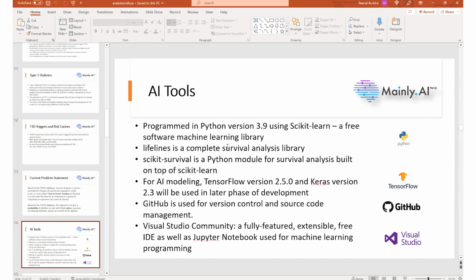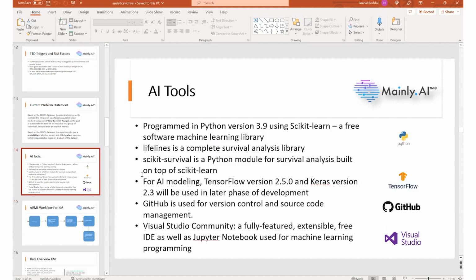The tools we have used till now are definitely scikit-learn, a famous machine learning library with many different machine learning models for processing. We have used the lifelines library for survival analysis, and pandas and numpy for pre-processing of the data. If needed, we use TensorFlow, GitHub for version control, and Visual Studio and Jupyter Notebook as IDEs for coding. So those are the tools we have used.